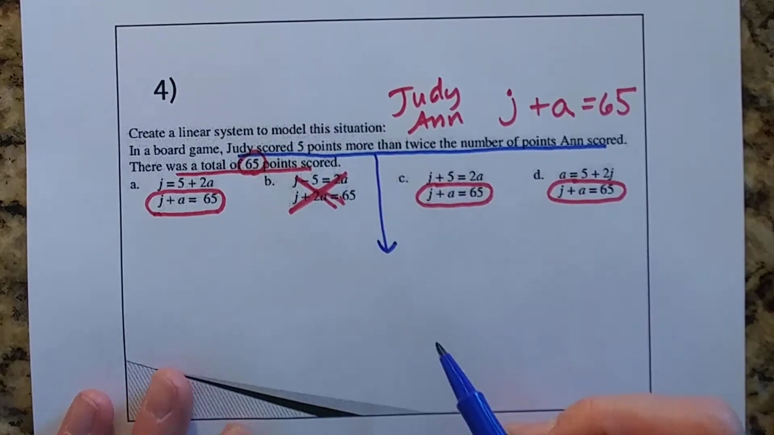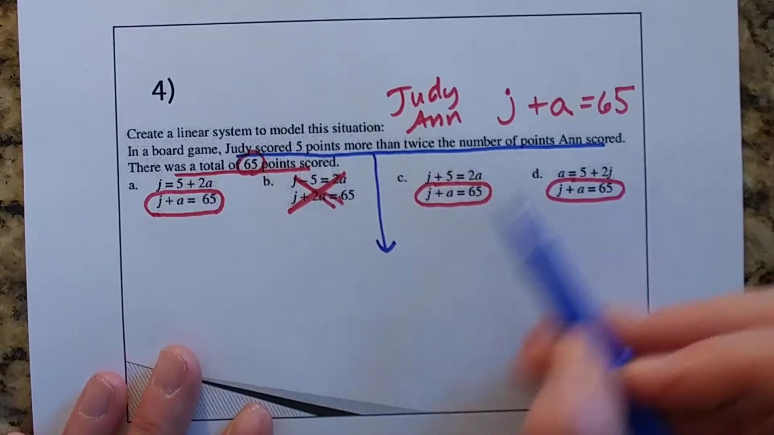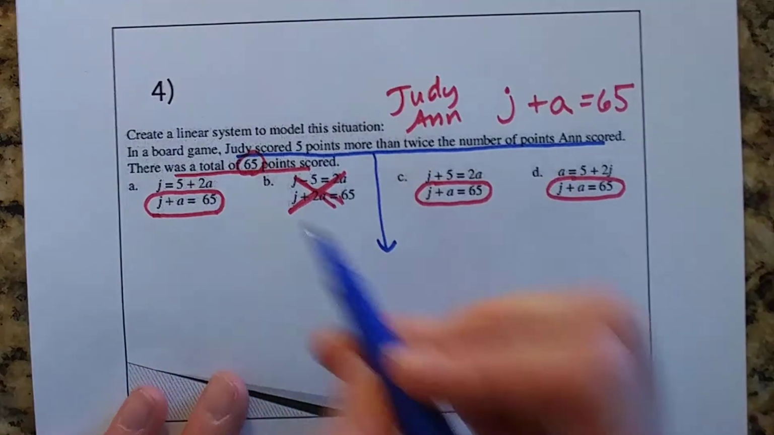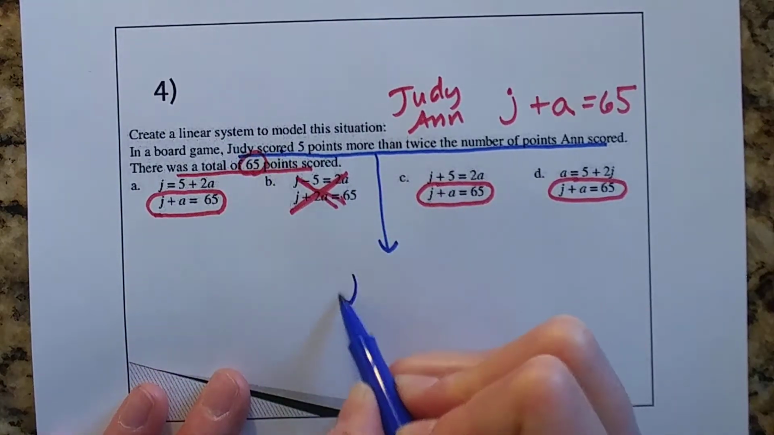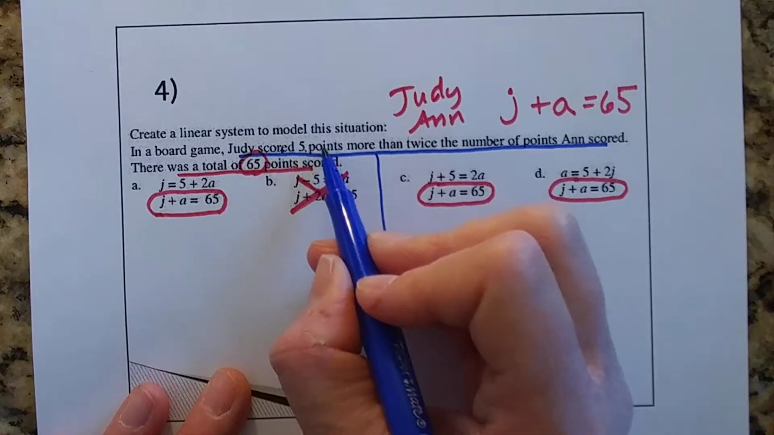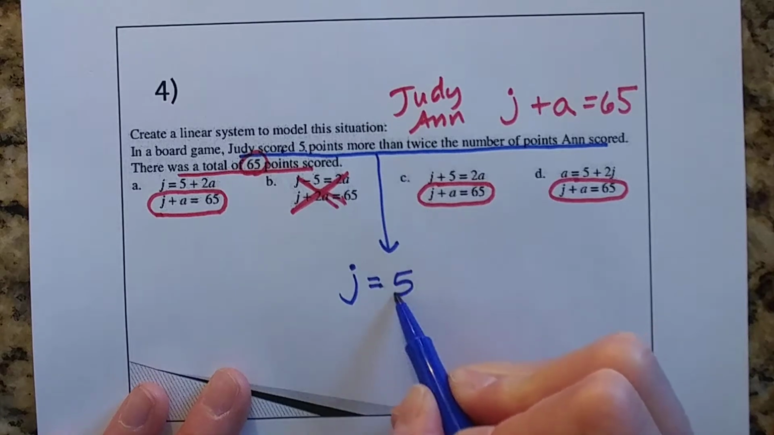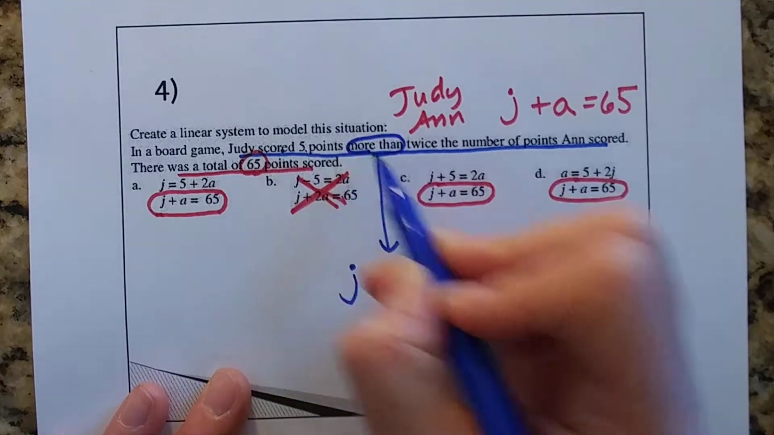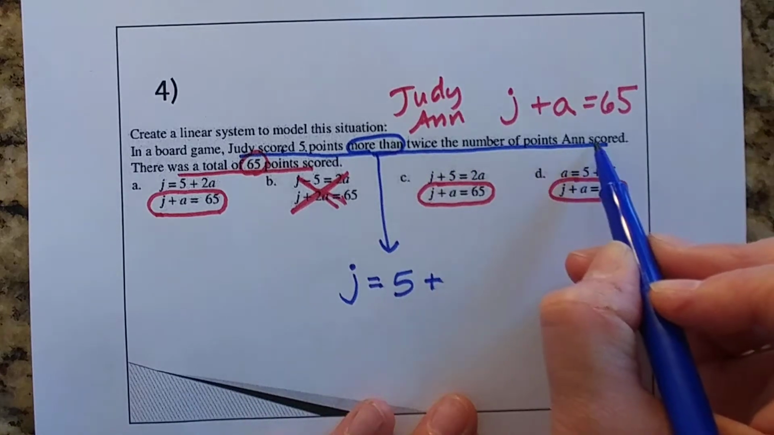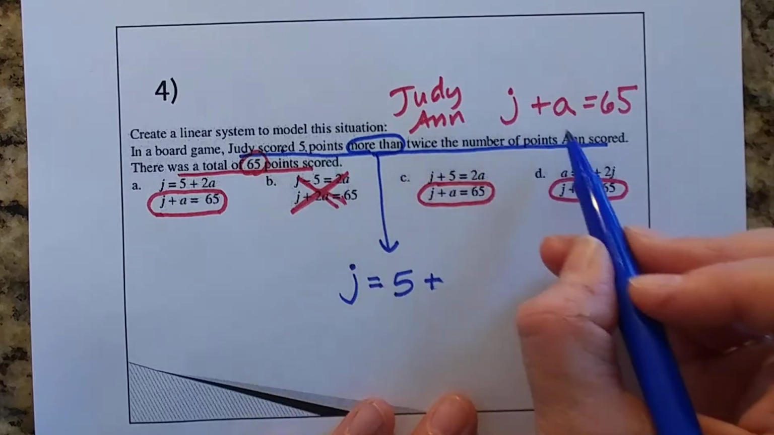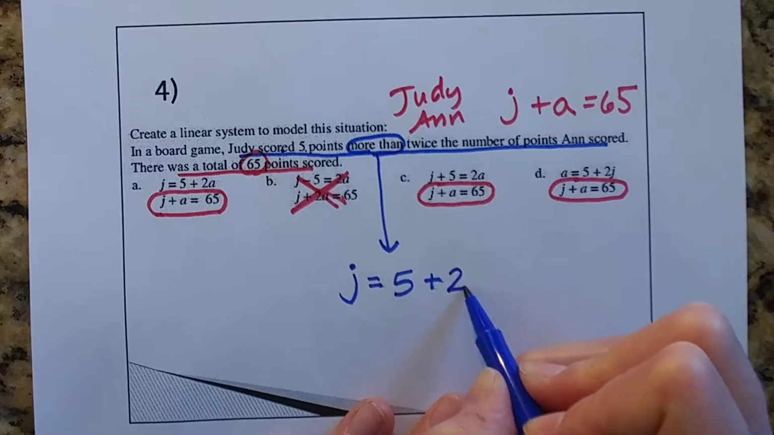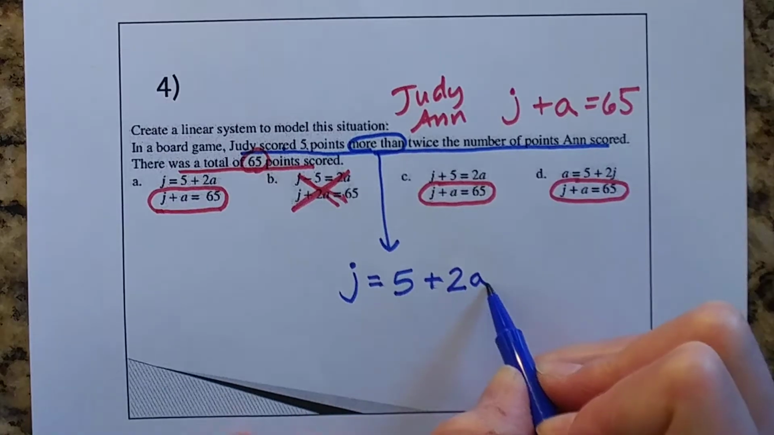I'm going to take it right down here. I'm going to just take each one of these words and change it into a symbol and a number. It's kind of like texting, right? We change everything and shorten it up. So Judy scored. So Judy's score is equal to, right? Judy's score is 5 points more than. So 5 points more than means to add, okay? Now we have twice the number of points Anne scored. So we want twice the number that Anne scored. When you twice something, it's doubling it. So twice Anne's score.